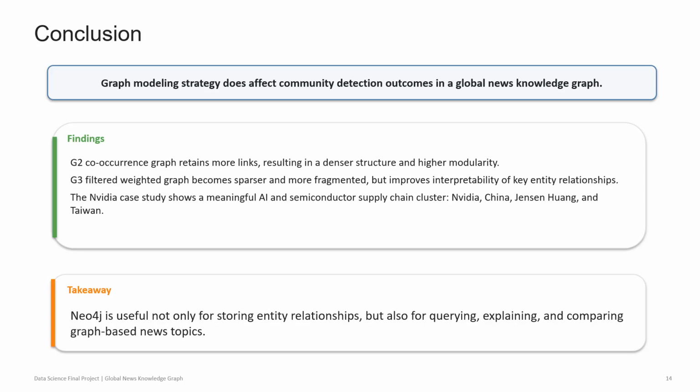In conclusion, this project shows that graph modeling strategy does affect community detection in a news knowledge graph. And overall, Neo4j is useful not only for storing graph data, but also for querying, comparing, and explaining entity relationships in news data.